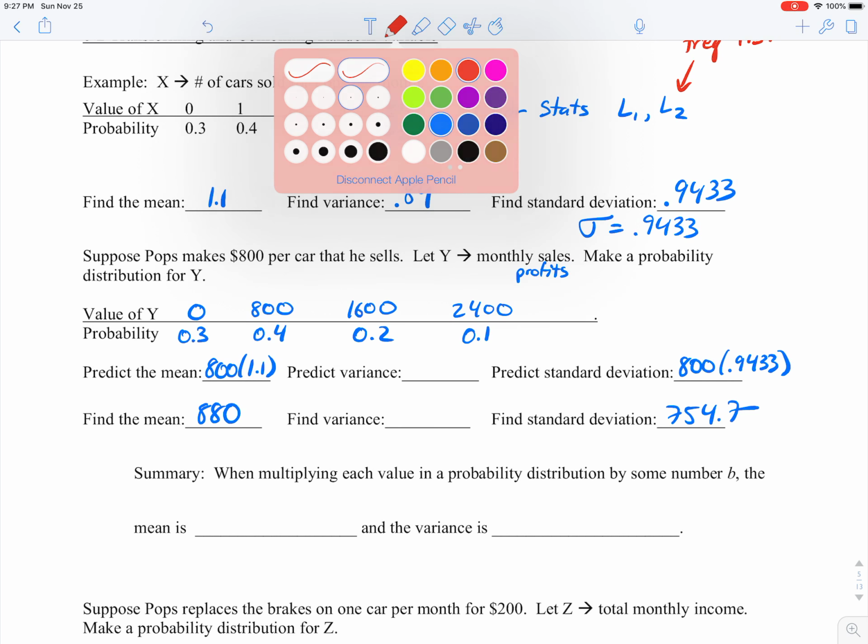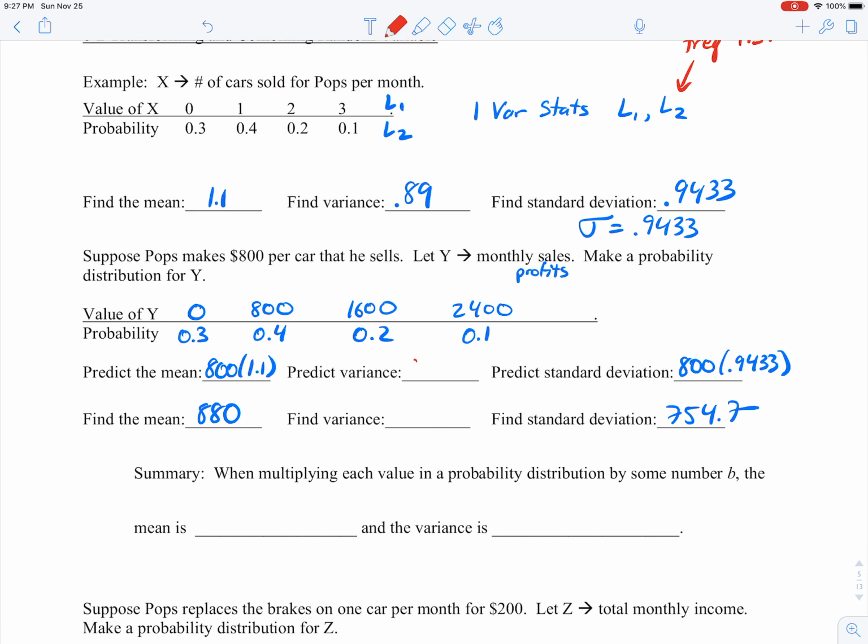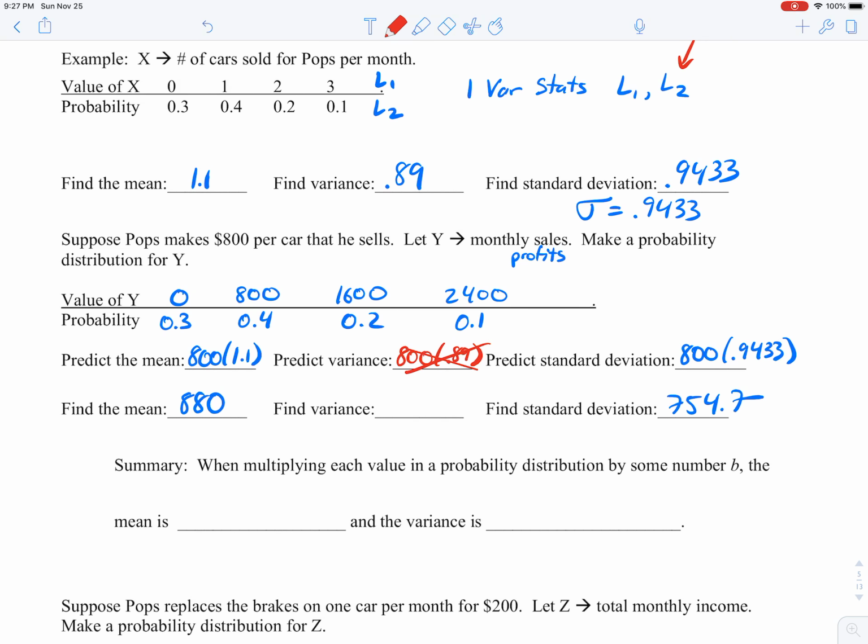Okay, what about the variance? Can you just simply take the old variance and multiply it by 0.89? The answer is no, you can't do that. Recall that you need to square the standard deviation. 0.9433 squared is 0.89. That's where it comes from. So we need to square this, which means we're squaring the 0.9433 again. That's where the 0.89 comes from. That comes from squaring the 0.9433. But we're also going to be squaring that 800.